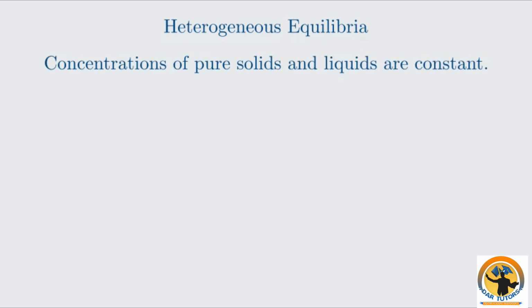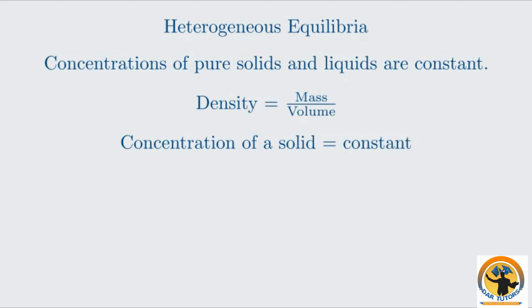If you have a solid, say, a piece of iron, its concentration is determined by its density. Density is mass per unit volume. As long as you have a chunk of iron, the ratio of its mass to its volume is a constant. You could have a small piece of iron or a very large piece. The amount of iron changes, but its concentration does not. This is different from a gas, which expands to fill its container, or a solute, which spreads out in a solvent. Because their concentrations are constant, pure solids and pure liquids are excluded from the equilibrium constant expression.